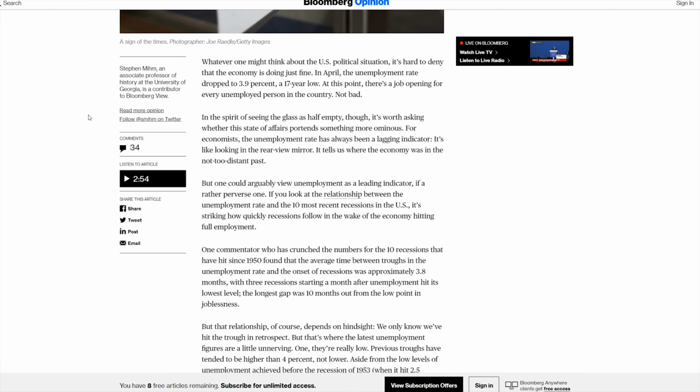It says that whatever one might think about the U.S. political situation, it's hard to deny the economy is doing just fine. In April, the unemployment rate dropped to 3.9%, a 17-year low. At this point, there's a job opening for every unemployed person in the country. Not bad. And it says, in the spirit of seeing the glass half empty, it's worth asking whether this state of affairs portends something more ominous for economists.